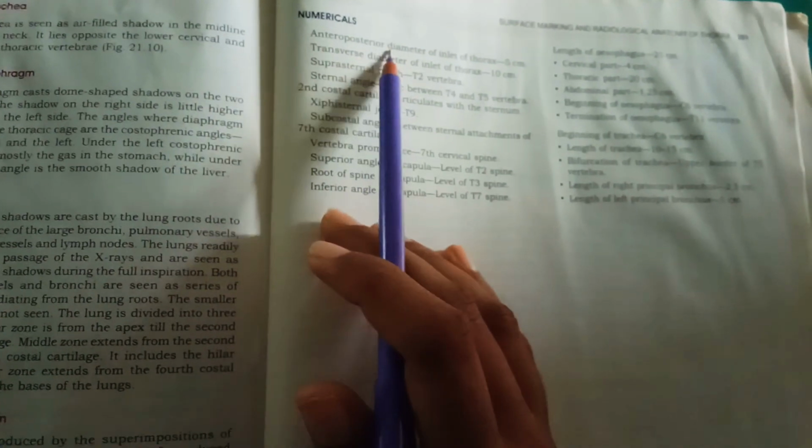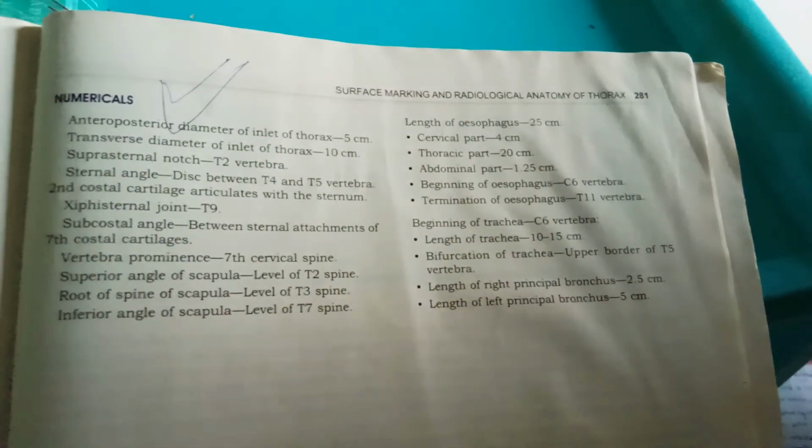Anterior posterior diameter of the inlet of the thorax. Okay, this one, if necessary, you can just say it. These are all the numericals you need to learn from your textbook.